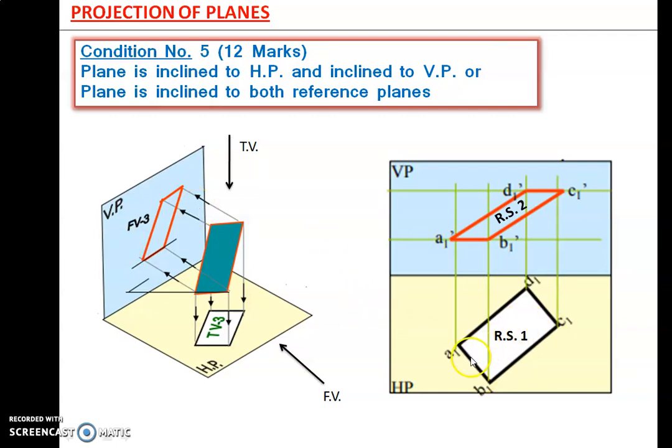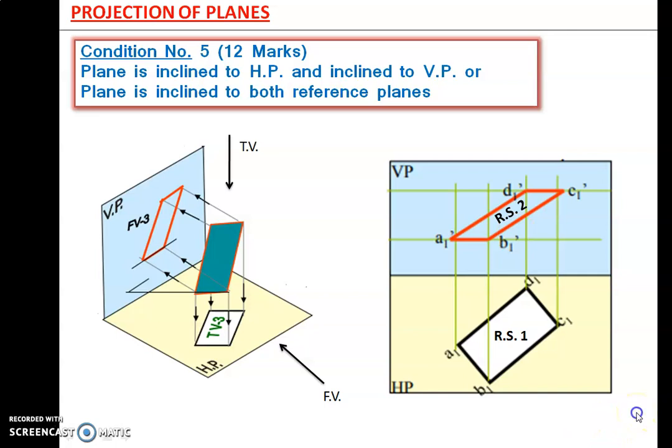Now when the plane is inclined to both the reference planes, its front view will be a reduced shape, its top view will be a reduced shape, and the sizes of the reduced shapes will be different. So that's why I have given the names RS1, RS2, reduced shape 1, reduced shape 2. It depends on the condition. So keep in mind that whenever a plane is inclined to both reference planes, both the views, that is front view and top view, will be reduced shapes, and we cannot directly draw the reduced shape. We have to go for certain steps.